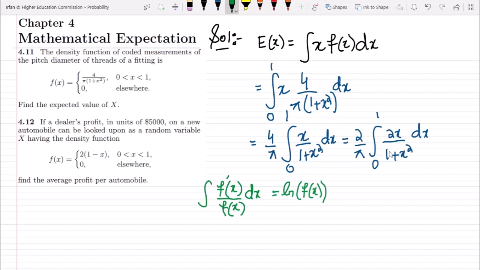Now using the same formula, we can see here that this is 1 plus x square, and its derivative is here, which is 2x. So we can employ this formula here as well. It will become 2 by pi, and natural log of what? The function here is 1 plus x square, and the limits here are 0 to 1.